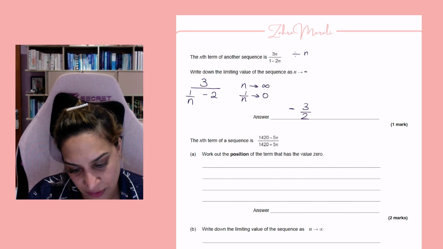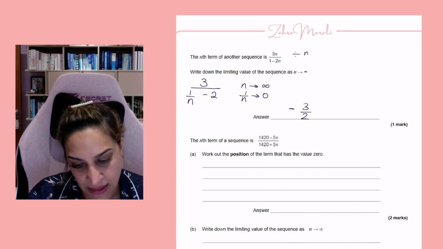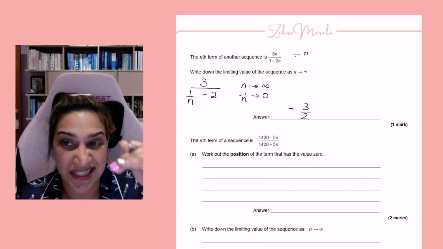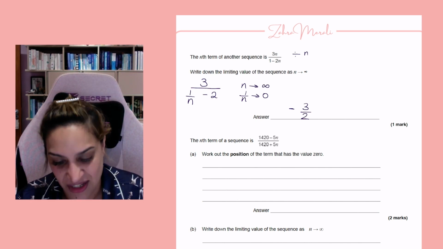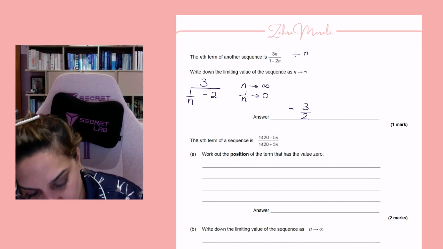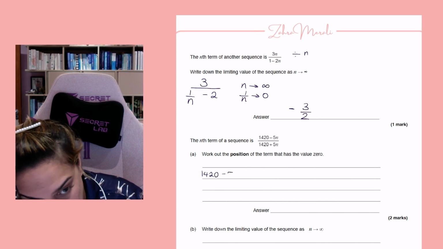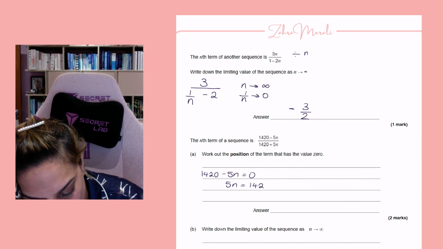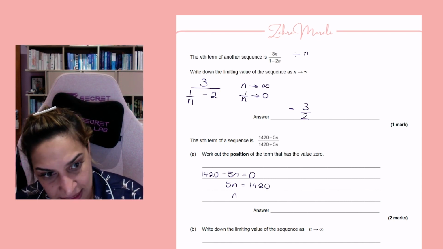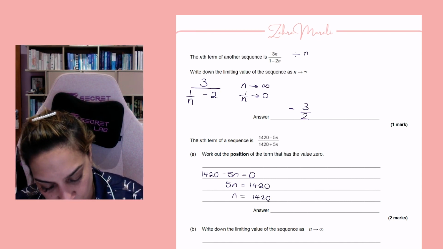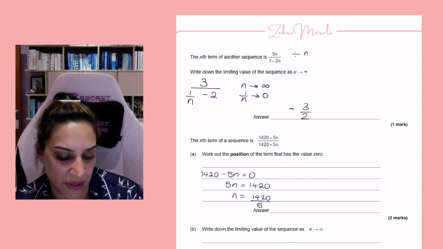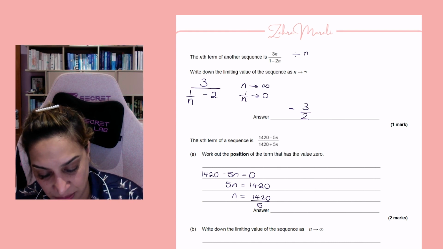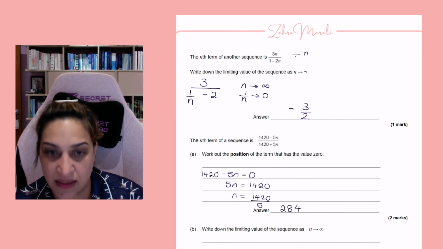Right, work out the position of the term that has a value 0. Now remember, we can't divide by 0, but 0 can be divided by anything. So the top would have to equal 0 for that to happen. So 5n would be 1420. Okay, so n equals 1420 over 5. We could double both of them and then divide by 10. So you could see it's actually double that. So 284.